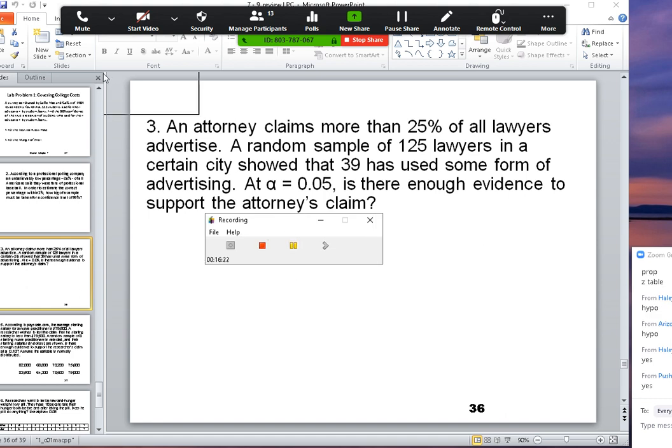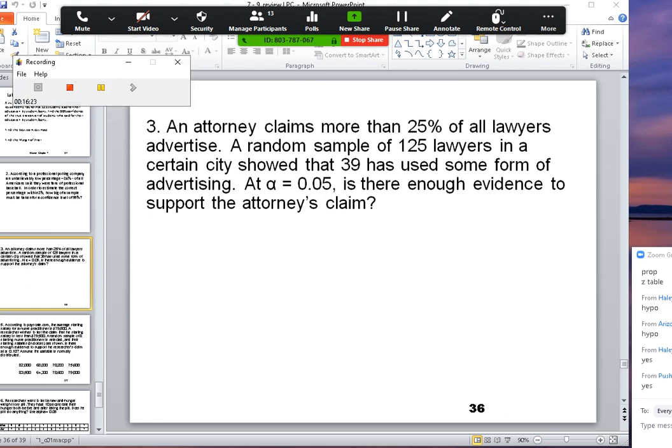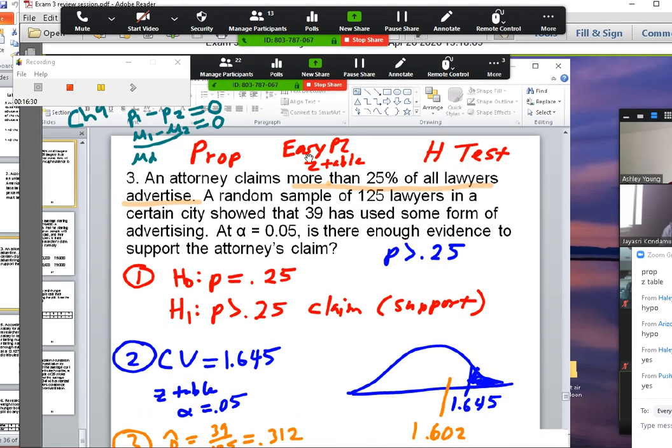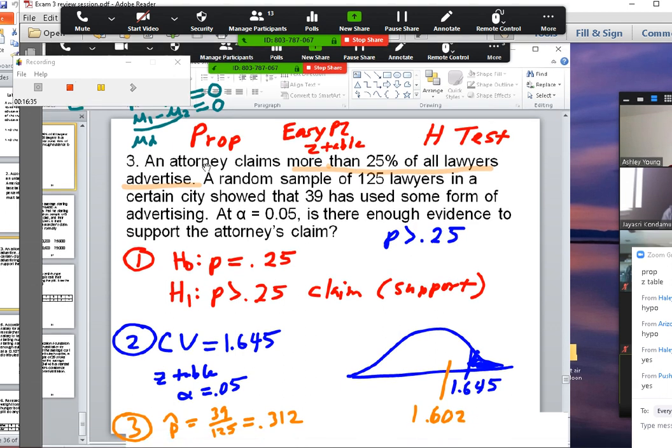All right, so that should hopefully get you guys going. Let's restart it. All right, so first of all, it's a proportion, so easy peasy. We're going to use a z-table, and it's a hypothesis test. So my claim is that more than 25% advertise. So that means that my P is more than 25%. That's my claim. So H naught is always equal: P equals 25%, which means that H1 will have to become my claim, P is greater than 0.25. So H1 is my claim. I'm going to use the word support here.